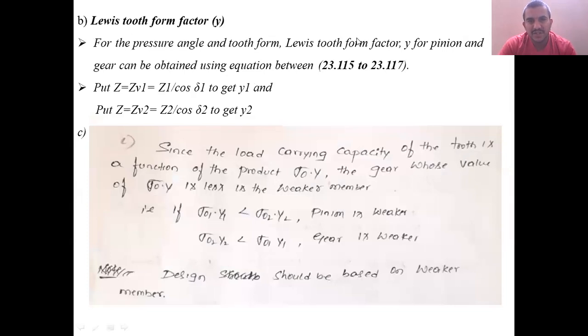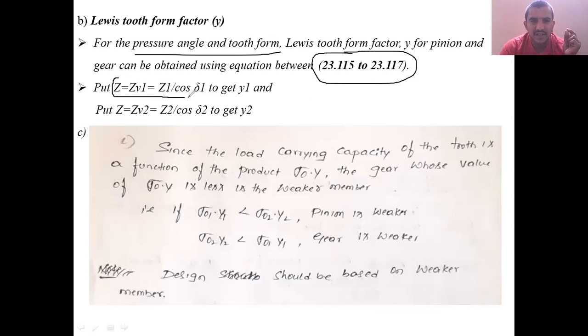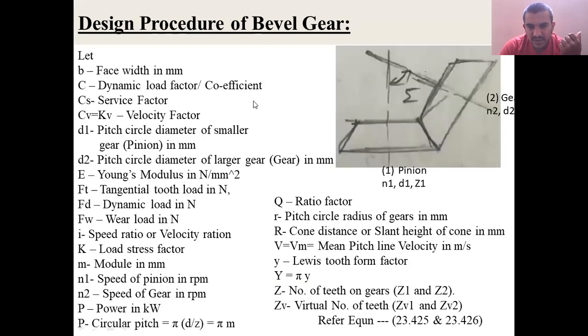Based on the pressure angle, that is alpha, and the tooth form, whether full depth involute or stub, we determine the Lewis tooth form factor, from equations 23.115 to 23.117. Here, Z we take not as the actual number of teeth but as the virtual number of teeth, given by equations 23.425 and 23.426, Z1 by delta 1.